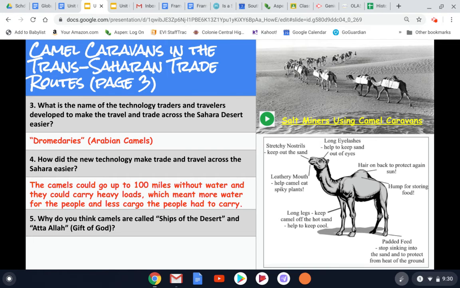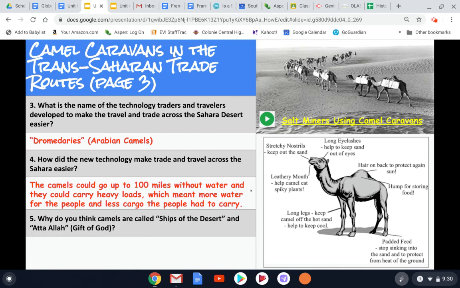So our response could be something like this. These camels could go up to 100 miles without water, and they could carry heavy loads, which means more water for the people and less cargo those people had to carry.